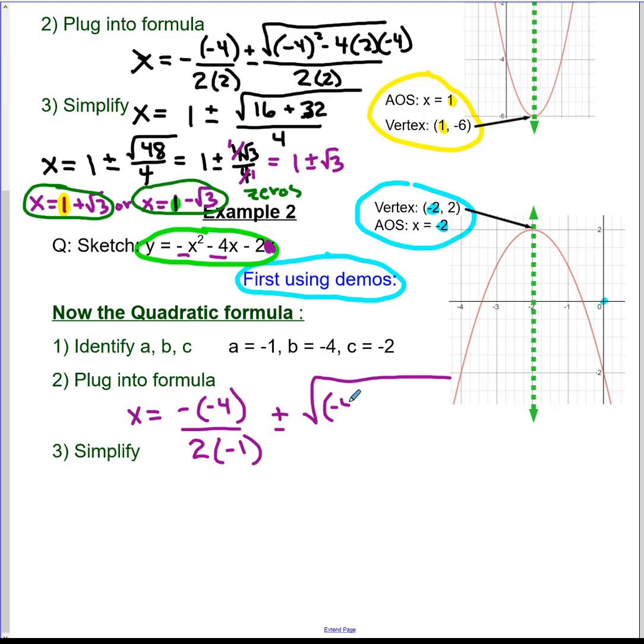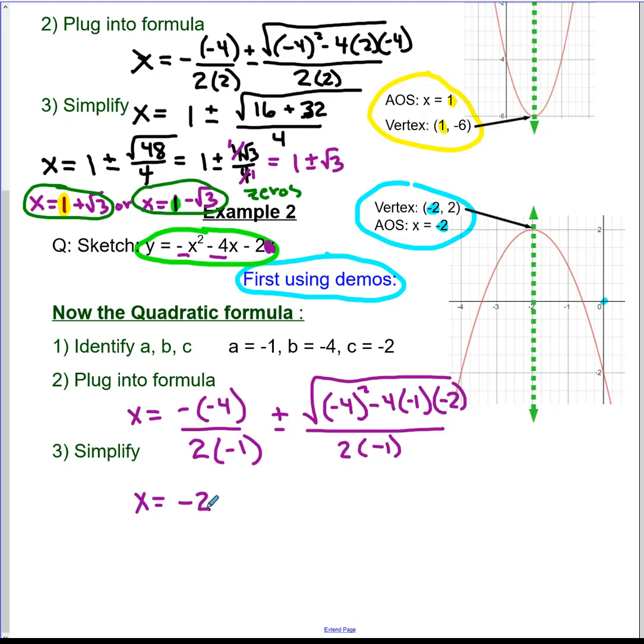So it's b squared minus 4ac. That's 3 negative numbers multiplied together, all over 2a again, which is 2 times negative 1. Okay, so let's see what happens when we simplify this. We're going to get x equals. Now, this is negative negative 4. That's a positive 4. 2 times negative 1 is negative 2. Positive 4 divided by negative 2 is negative 2.